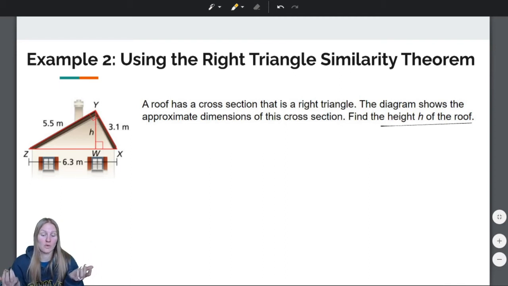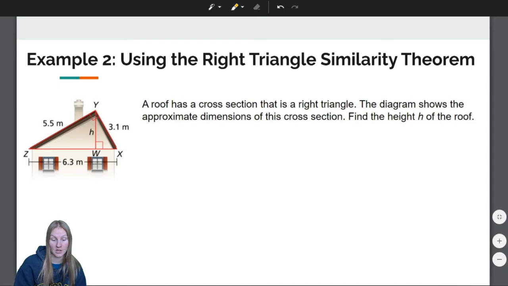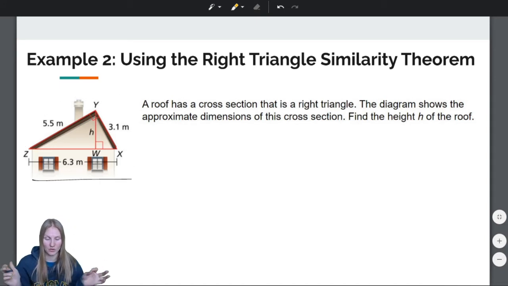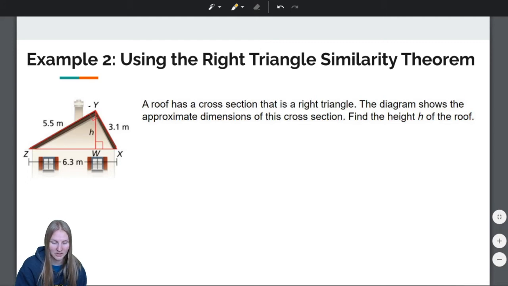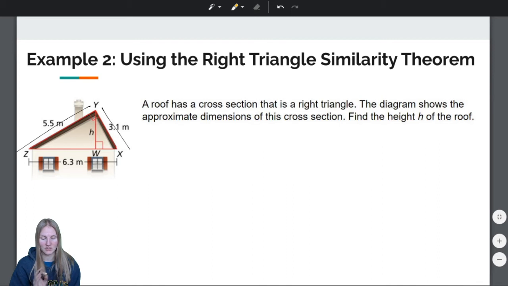So we could use the right triangle similarity theorem to figure out what the height of the roof is. But there's a lot of stuff going on here. We know that the house is 6.3 meters wide. This side of the roof is 5.5 meters long, and this side of the roof is 3.1 meters long. And we want to find the height. So, I need to draw some other triangles.